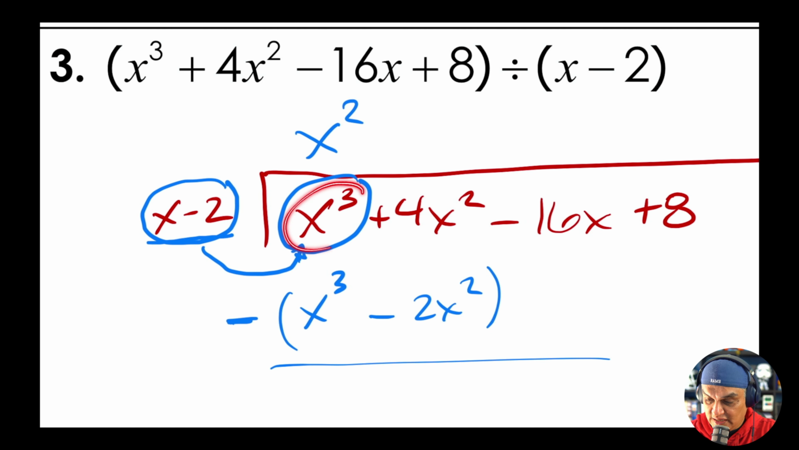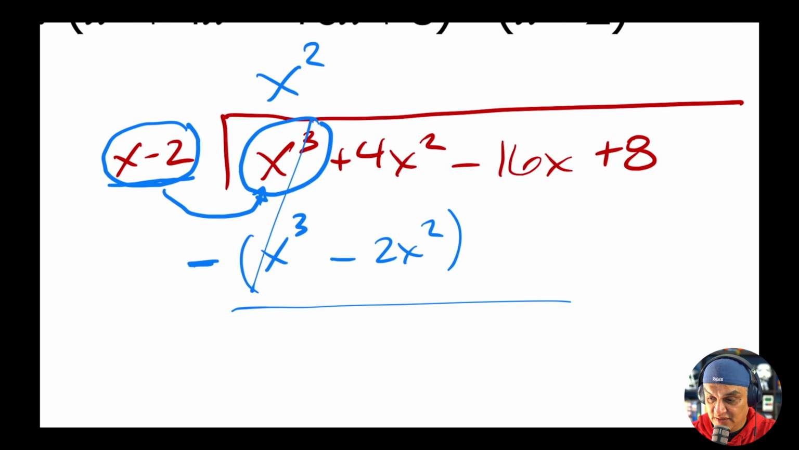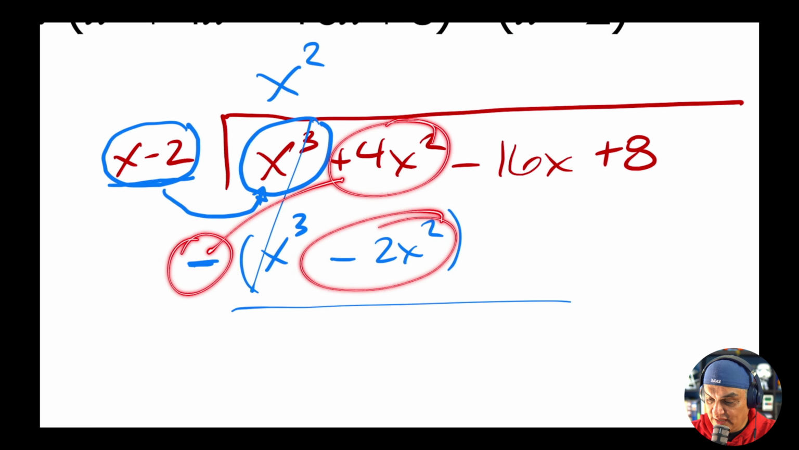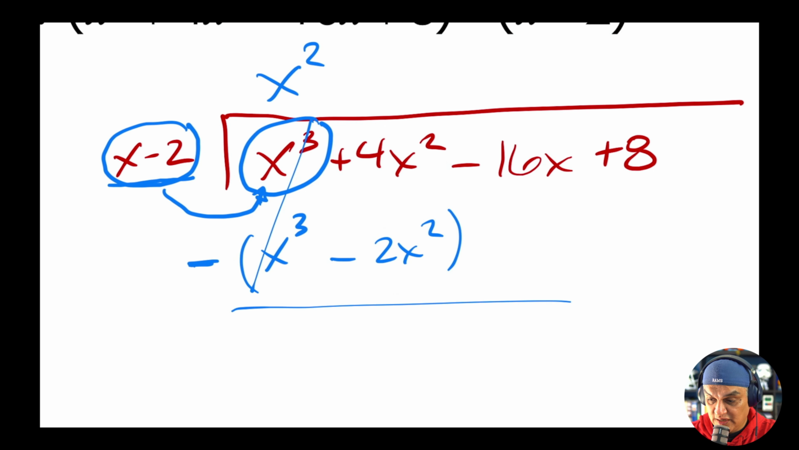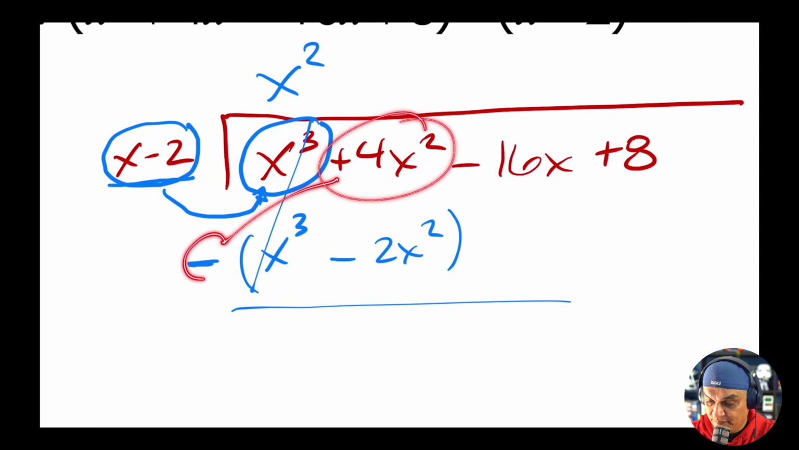Let me show you what that means. x cubed minus x cubed is 0. And now here's the tricky part. It's not tricky, but pay attention. 4x squared minus negative 2x squared. So I'm subtracting a negative. What's minus and negative? This becomes plus. So 4x squared minus negative 2x squared becomes plus, so I get 6x squared.